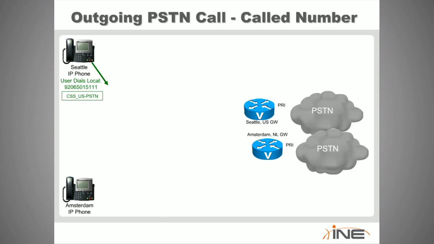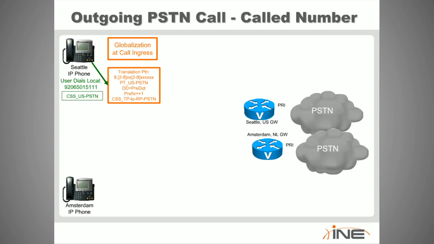They dial 9-206-501-5111. Their calling search space is, of course, consulted to find a matching pattern within a partition which is within their calling search space. We find that in the form of, and I mentioned here again, kind of flash a couple times, globalization at the call ingress, but we match that in the form of translation patterns. I tried to keep the same colors from 2 slides ago, where I believed I used orange for globalization and kind of a bluish color for localization. So the translation pattern matches 9 and then 10 digits for the local call, in the partition US PSTN, which is in the CSS that the user had.